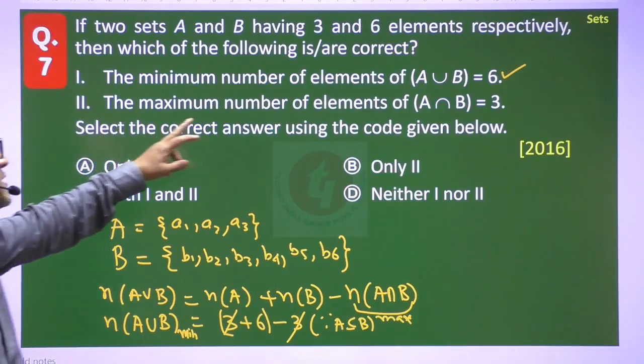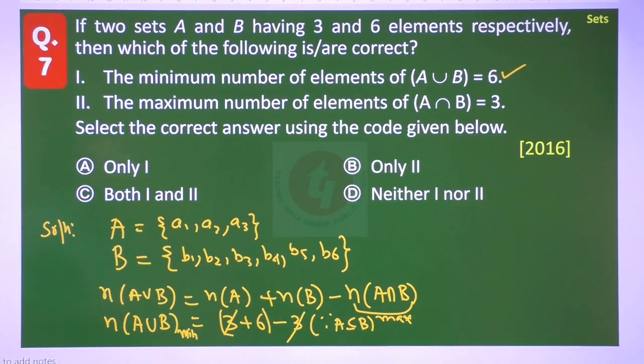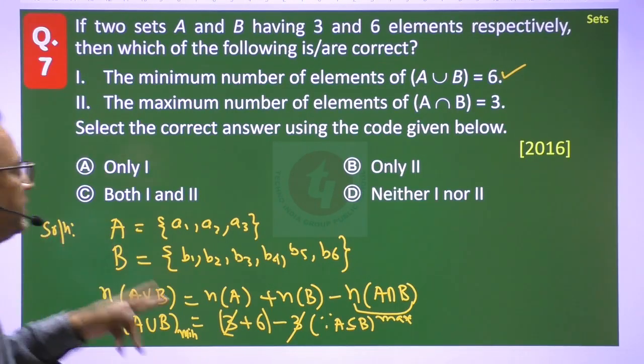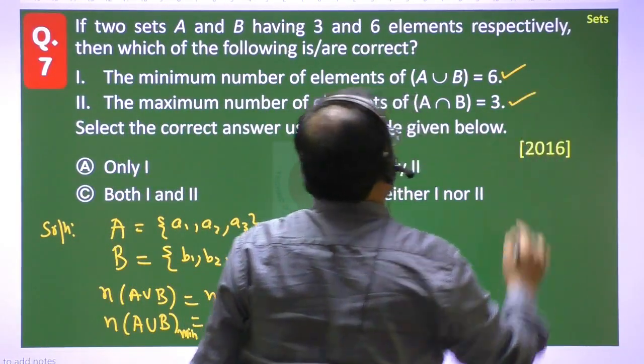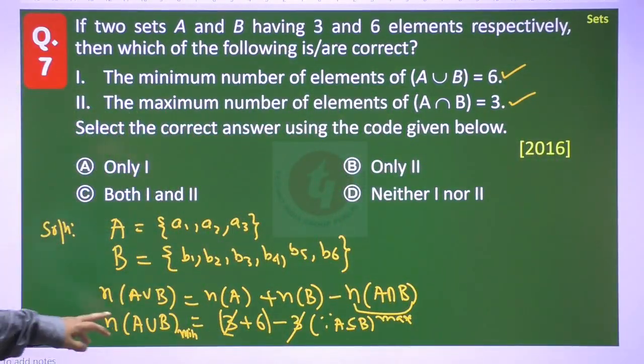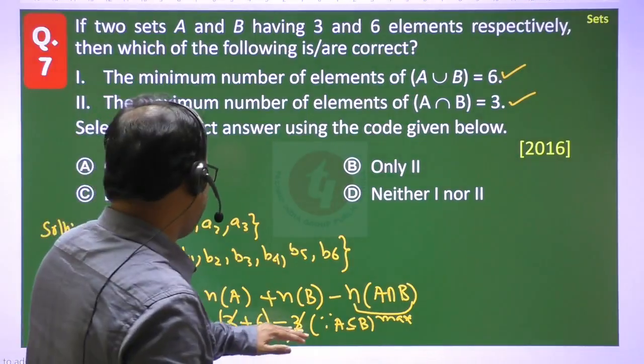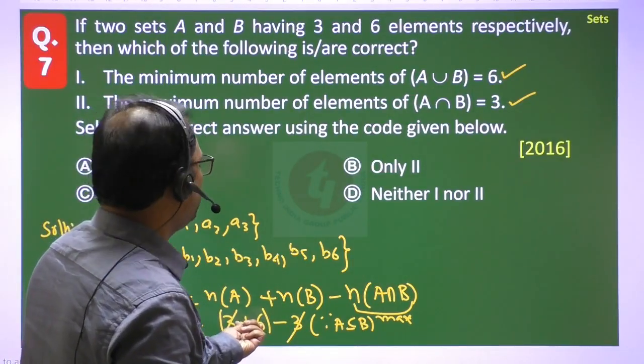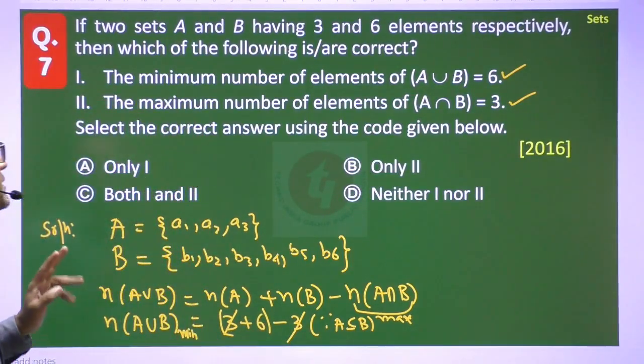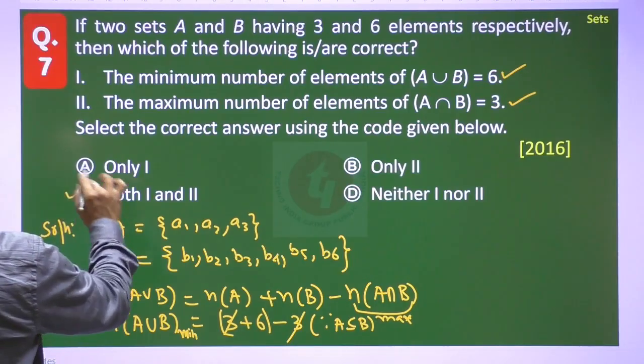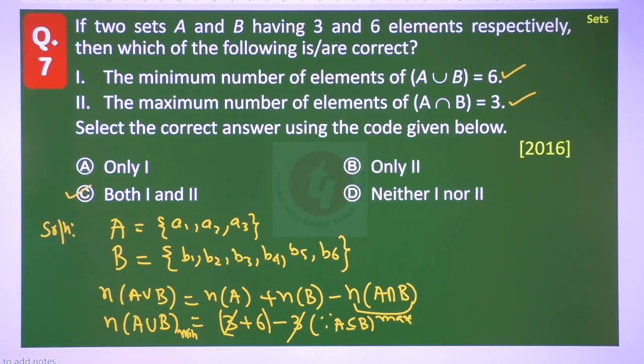Now they said that the maximum number of elements present in A intersection B is also 3. Yes, this one is also a correct option. To find the minimum value, you have to subtract the maximum, and that answer would be 6, as given. The maximum number of common elements should be 3. So we observe that both options are correct. Both 1 and 2 are the correct options. Select the correct answer using the code given below.